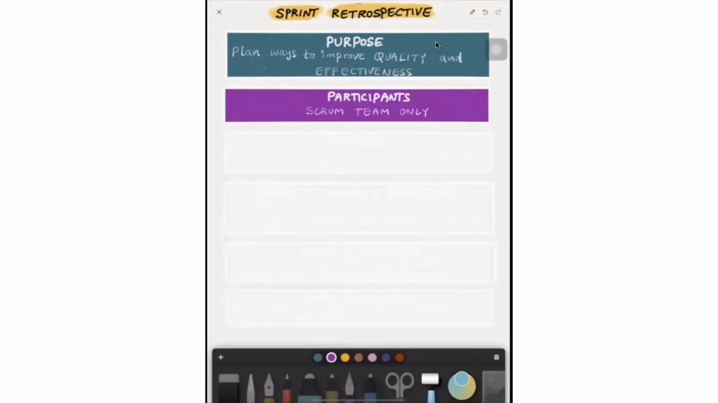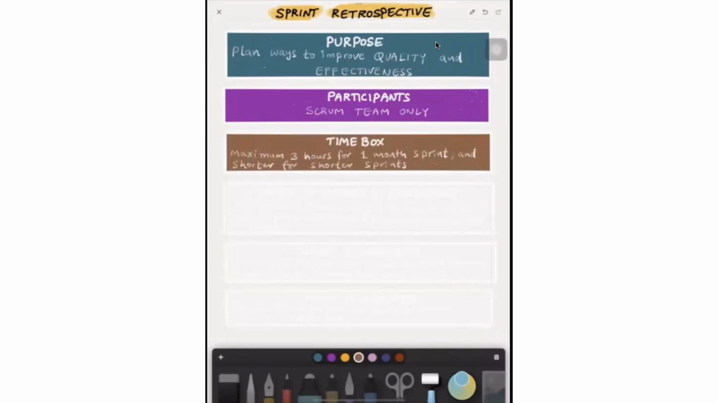The participants of the retrospective is Scrum team only. So when I say Scrum team, it includes product owner, all the developers, and Scrum master. And usually retrospective is considered to be a private meeting of the Scrum team because other people are not allowed. If you allow any other people, even as silent observers, it will be creating a kind of discomfort to the developers and product owner and Scrum master to discuss the things openly. So it is only for the Scrum team.